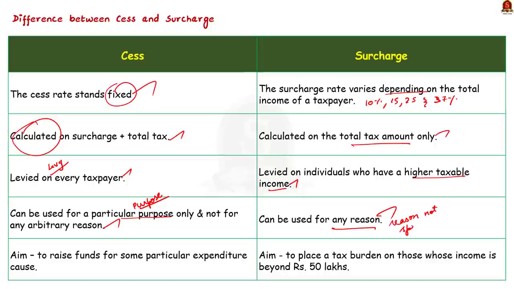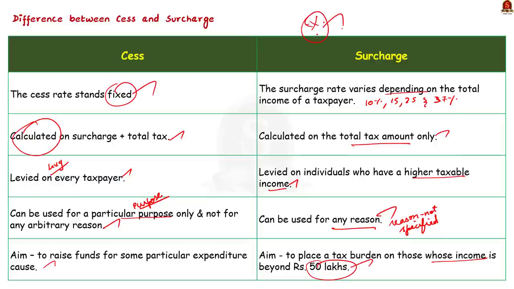And finally, the differences in the aim. See, the cess aims to raise funds for some particular expenditure costs. On the other hand, a surcharge aims to place a tax burden on those whose income is beyond rupees 50 lakhs. See, these are all some of the differences between cess and surcharge. Kindly make note of it.